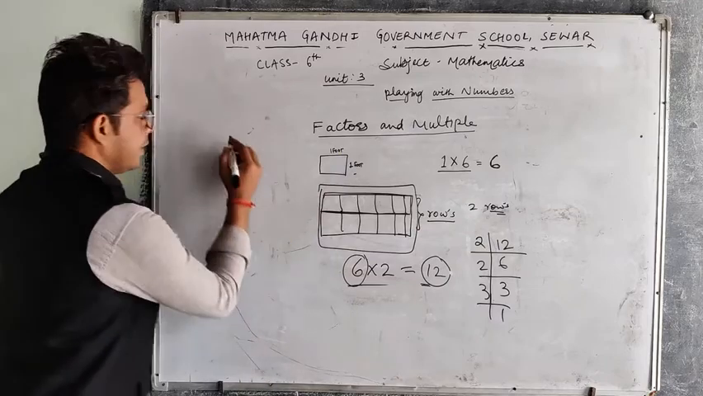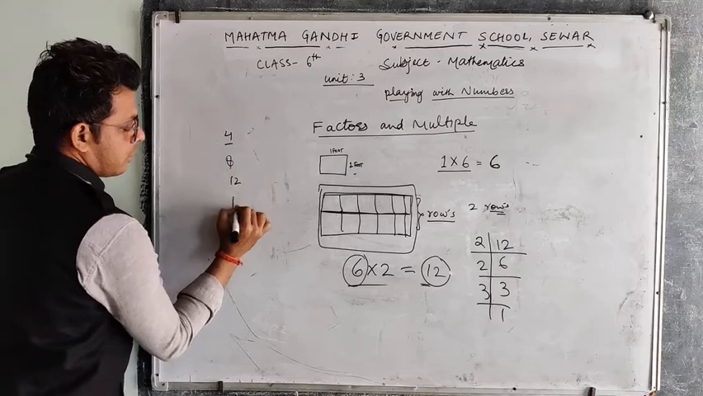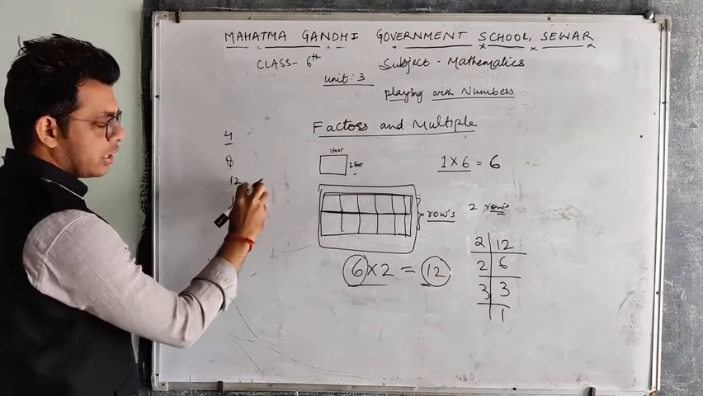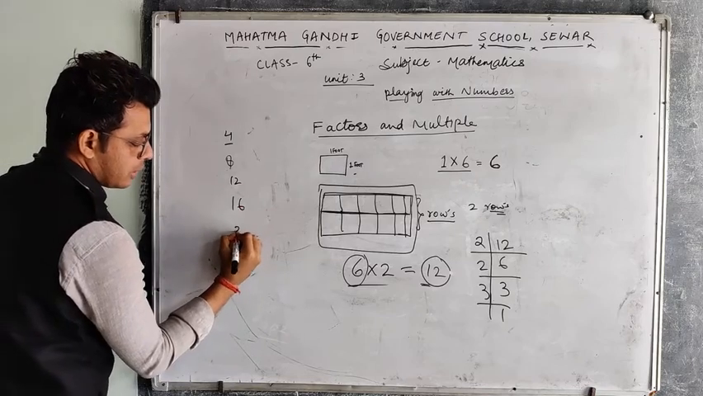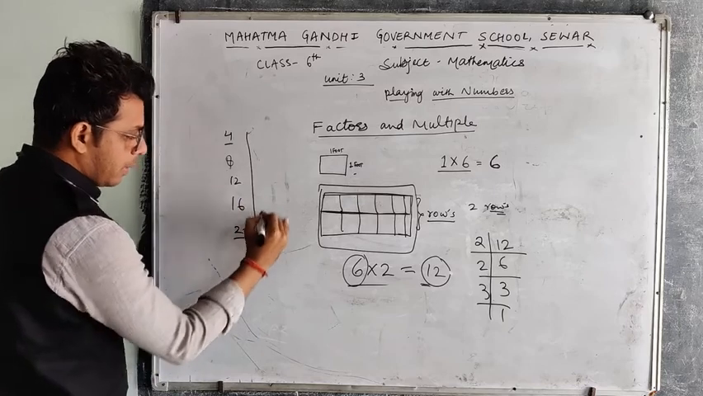If I write the table of 4, then 4 twos are 8, 4 threes are 12, 4 fours are 16, 4 fives are 20. These are all multiples of 4.